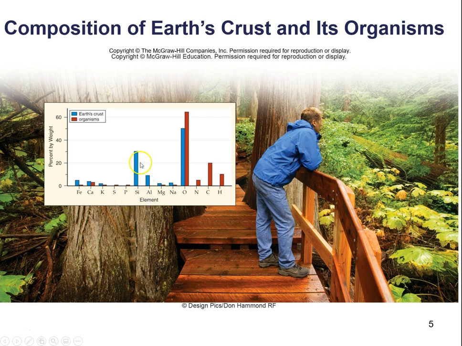So for instance, silicon: lots of it in the Earth's crust, but you don't see any in living organisms. Oxygen is in both places at a pretty high percentage. Nitrogen, carbon, hydrogen are all elements found in living organisms but not in non-living matter, essentially in the Earth's crust. Okay, I am not going to ask you to memorize anything in that graph, but if I showed you that graph, I could ask you questions about it. It's just meant to be illustrative, to compare the different elements present in the Earth's crust versus living organisms.